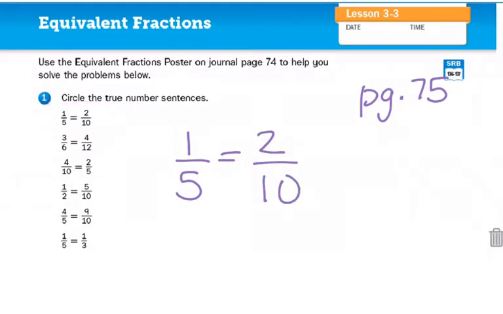So what I'm going to do is I'm going to say to myself, let's look at the numerator. What did they multiply 1 by to give you 2? Well, 1 times 2 equals 2. So if I multiply that same number on the bottom, does it equal 10? 5 times 2 is 10. Yes, 1/5 and 2/10 are the same. So I'm going to go ahead and circle that.